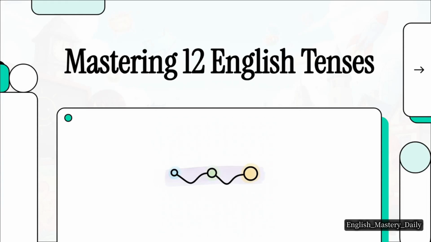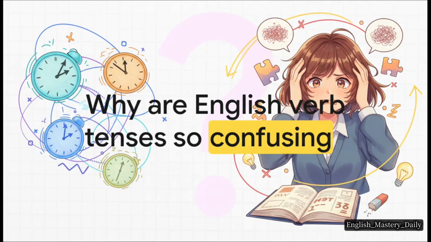Today, we are going to tackle one of the biggest headaches for just about every English learner, all 12 of the verb tenses. If you've ever felt totally lost, don't you worry. We're about to make it all make sense. All right, let's just get right into it.